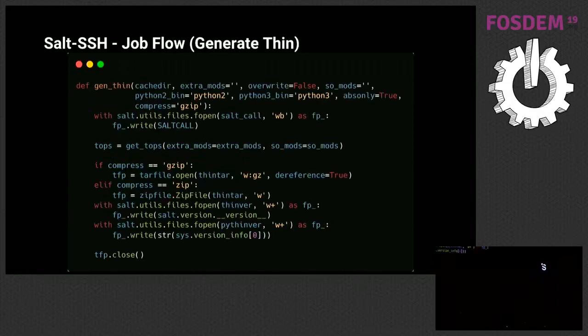If we then look at this code, we can see that it's adding the salt call binary to that thin. It's adding what we refer to as tops. What that command does essentially is go in and determine all of the libraries or modules that we need to include, and also these extra mods, which a user can define, which are additional modules that they want to add to that. We also add a version of the salt code, a Python version, and then we're going to use either gzip or zip, and we're going to tar that up.